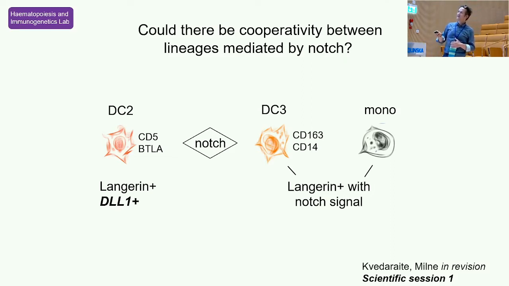Because this one already expresses the Notch ligand. So potentially, if this one has spontaneously acquired the phenotype, it then might induce the LCH phenotype in these other two cells. And the full story, you can hear it from Egler in Scientific Session 1. But essentially, this does seem to be the case, that this cell that readily assumes an LCH phenotype can then trigger the same phenotype in these other two cells.